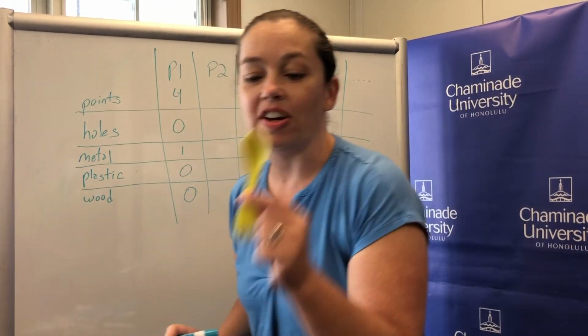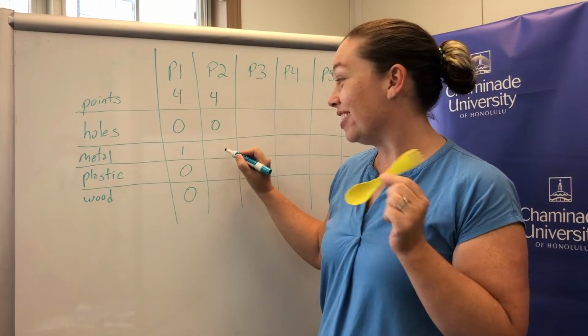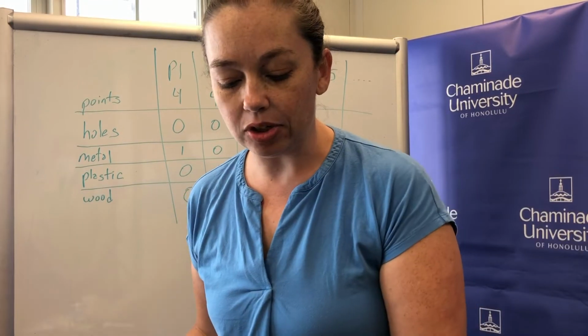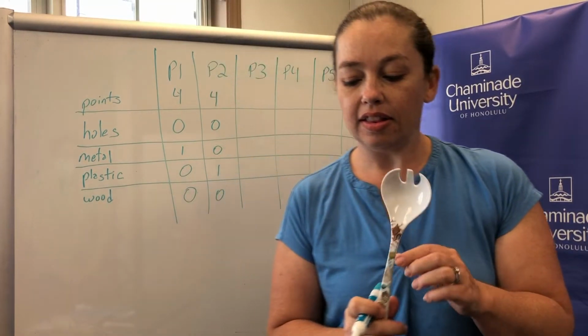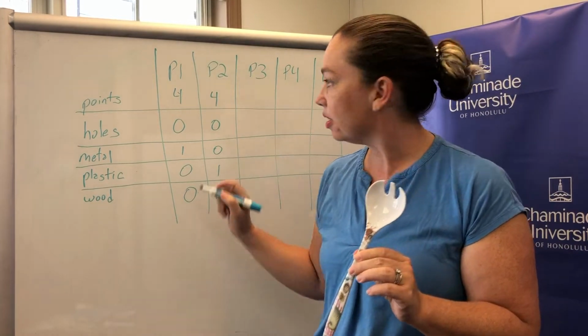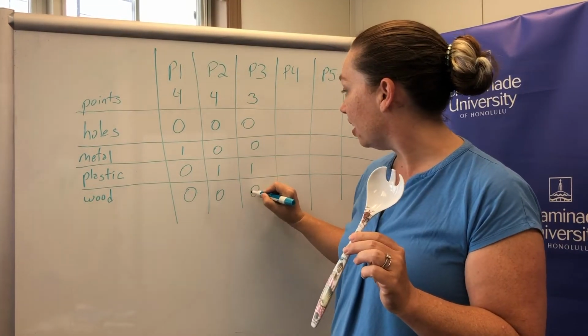Let's come back to this funky spork. It's also got 4 points and 0 holes, but it's not made of metal, it's made of plastic, and it's not made of wood. What about something tricky, like this, kind of sporkish? It's got 3 points, no holes. It's not metal, it's plastic, and it's not wood.